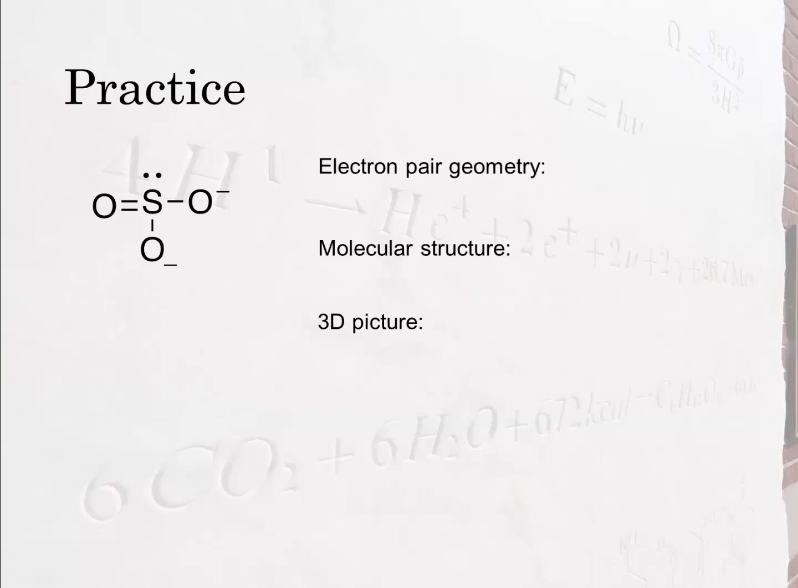Now it's time for you to practice on your own. Pause the video and determine the electron pair geometry and the molecular structure of the sulfite ion. Practice drawing the 3D structure using the dash wedge convention. I've intentionally given you a structure that has a double bond. How do you think this is handled in the electron pair geometry?